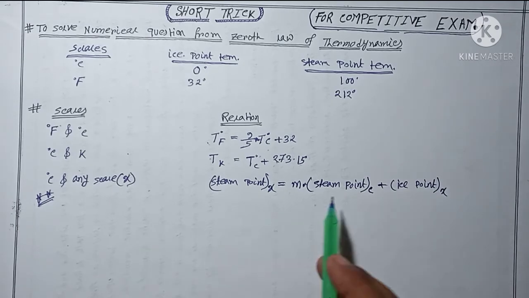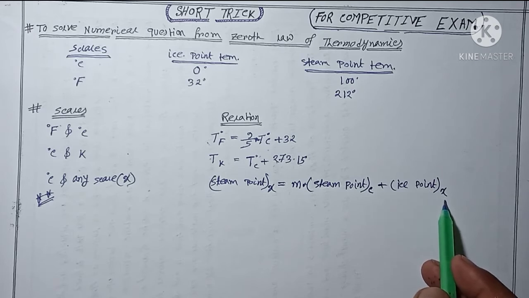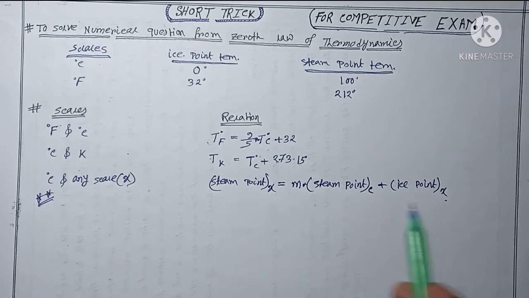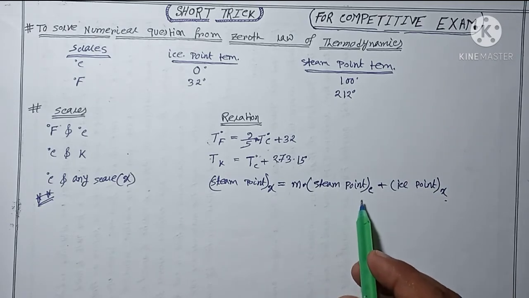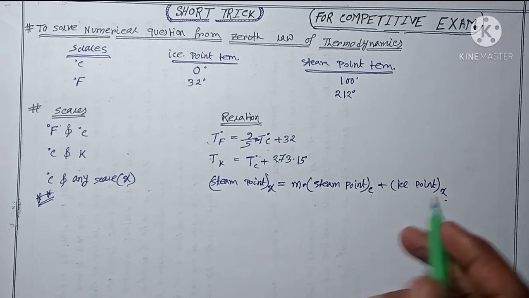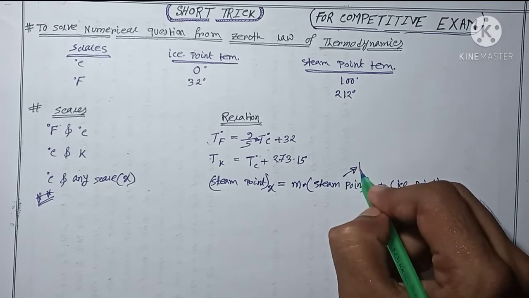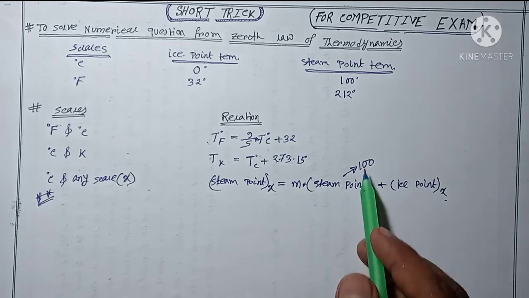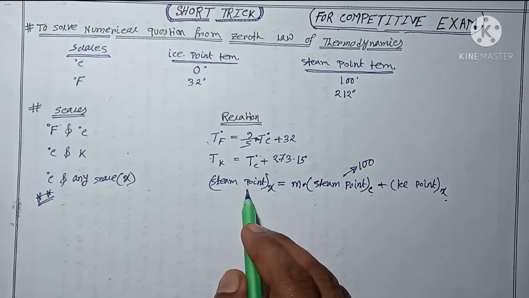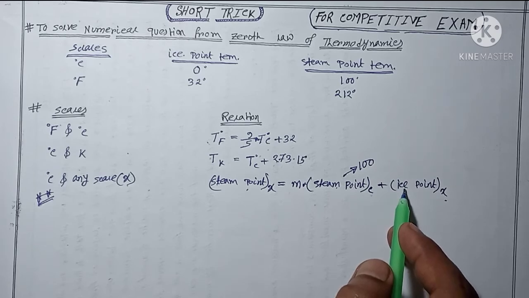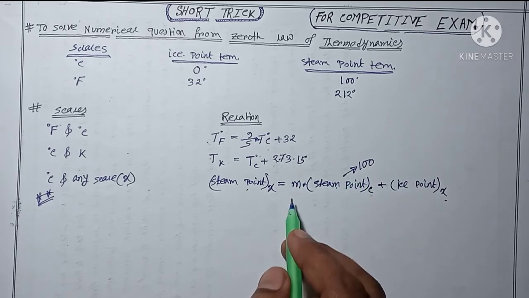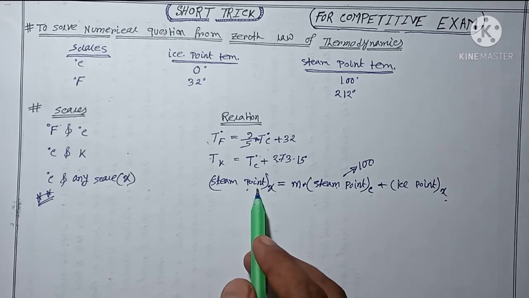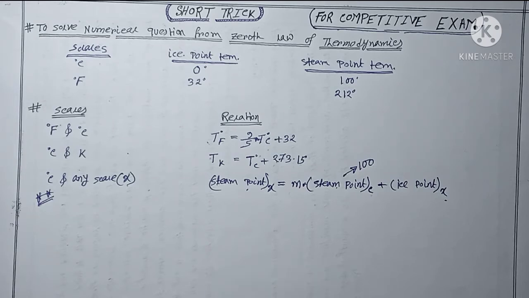Now in the question, the ice point temperature of X scale and the steam point temperature of X scale will be provided to you, and we know the steam point of degree Celsius scale is nothing but 100. So this is known, this is known, and this is also known. We can find the value of m. After finding the value of m, simply replace this steam point by any normal temperature.